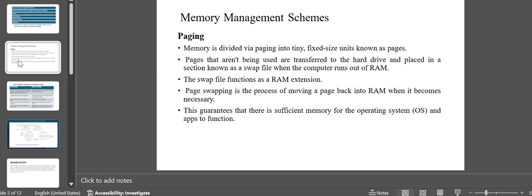Memory is divided by paging into tiny, fixed-size units known as pages. Pages that are not being used are transferred to the hard drive and placed in a section known as swap files. When the computer runs out of RAM, the swap file functions as a RAM extension. Page swapping is the process of moving pages back into RAM when it becomes necessary. This guarantees that there is sufficient memory for the operating system and apps to function.